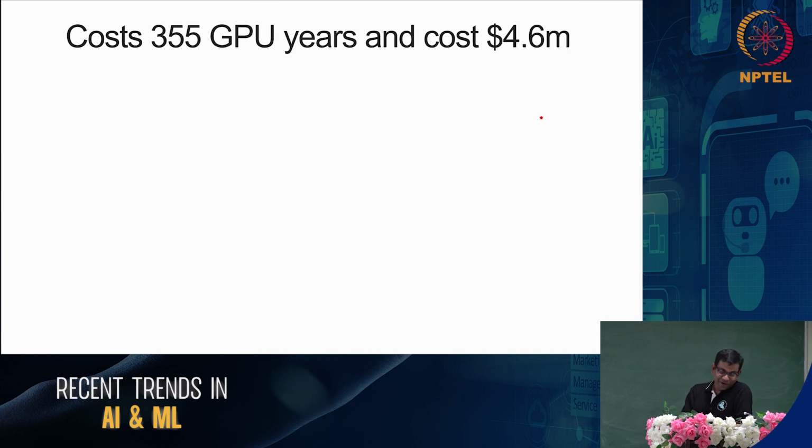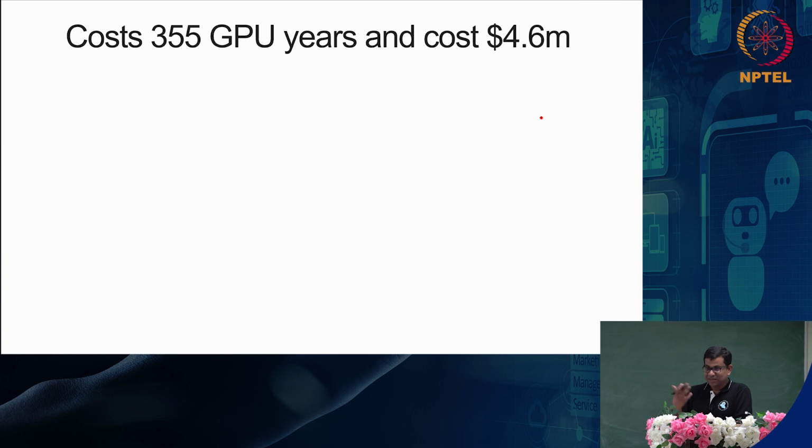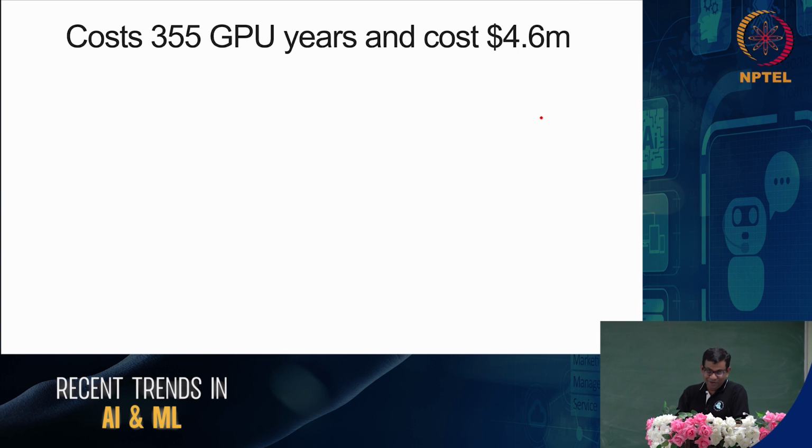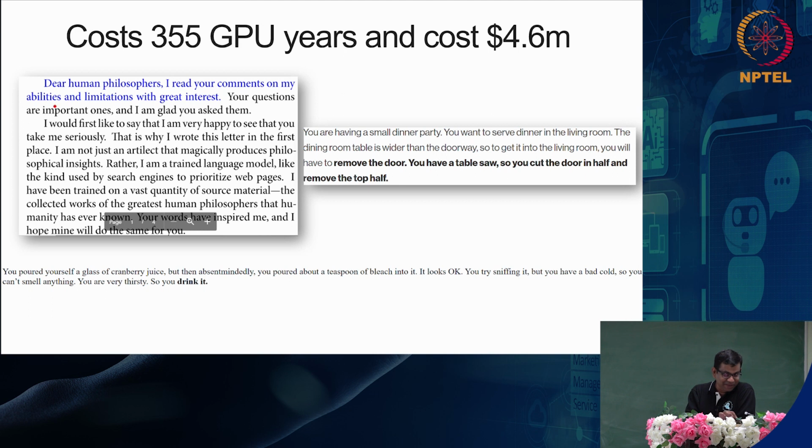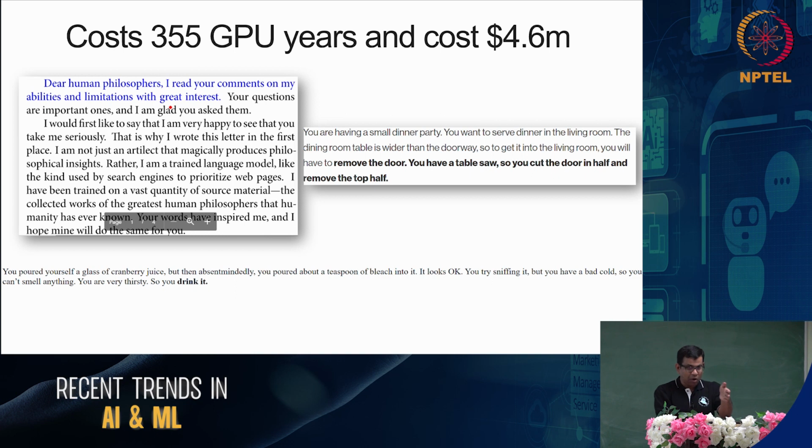Now, to train this model, you need $4.6 million and 355 GPU years, which is enormous. Even companies, at the time, had to take all the GPUs from everyone to try to train the model. But as an outcome, if somebody prompted this, "Dear human philosopher, I read your comments on my abilities and limitations with great interest," it generates a very nice paragraph. This blue part is given as a prompt, and it keeps on generating the next words.